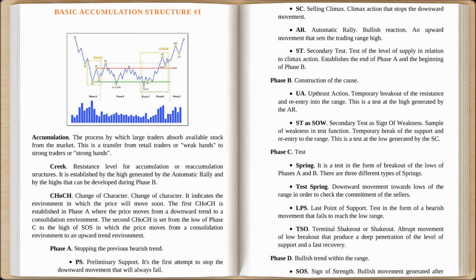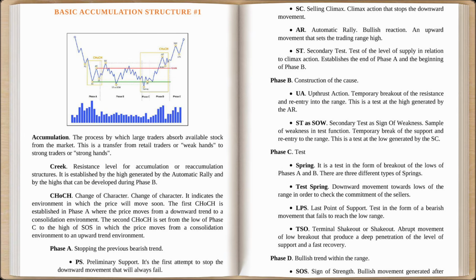UA, upthrust action, temporary breakout of the resistance and re-entry into the range. This is a test at the high generated by the AR. ST in spring, secondary test as sign of weakness, sample of weakness in test function, temporary break of the support and re-entry to the range. This is a test at the low generated by the SC.